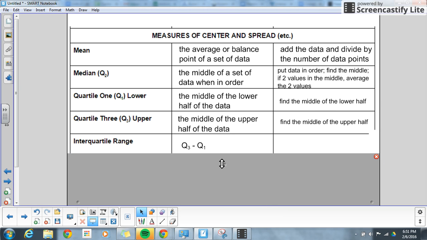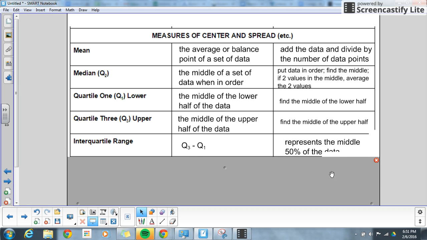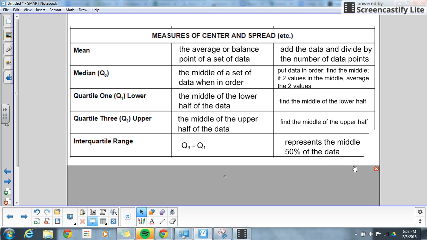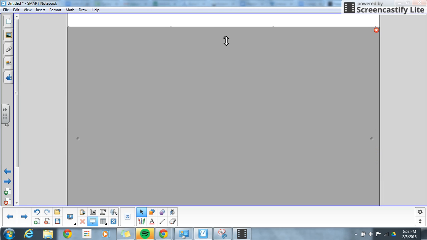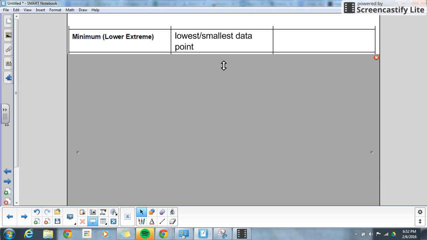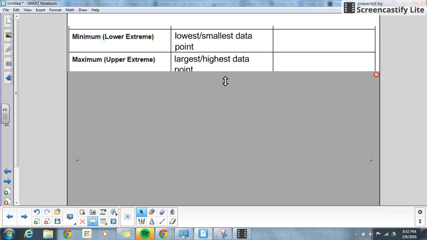The interquartile range you find by taking Q3 minus Q1. This lets you know how spread out the middle 50% of the data is. A couple more definitions. The minimum or the lower extreme is the lowest or the smallest data point. So once you have them in order, it's easy to find. Just find the smallest number. The maximum or the upper extreme is the largest or the highest data point. So again, when you have it in order, find the largest value.